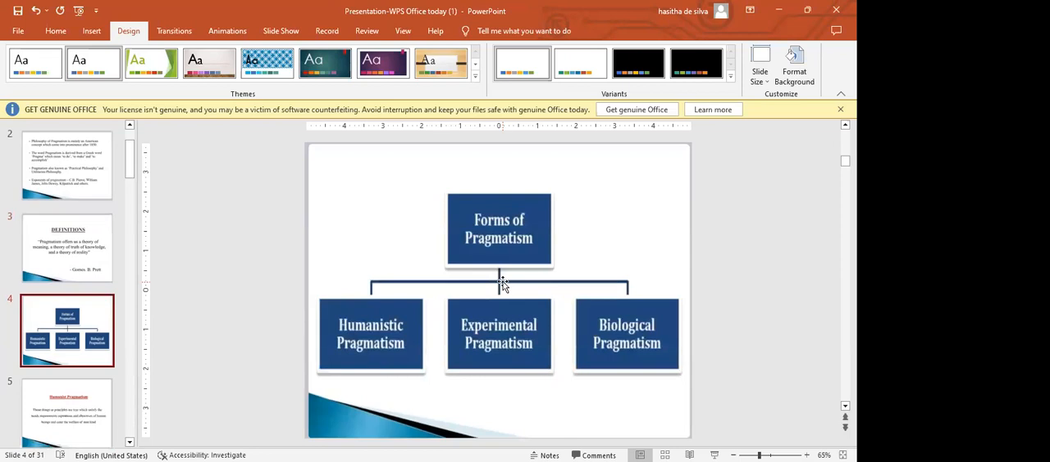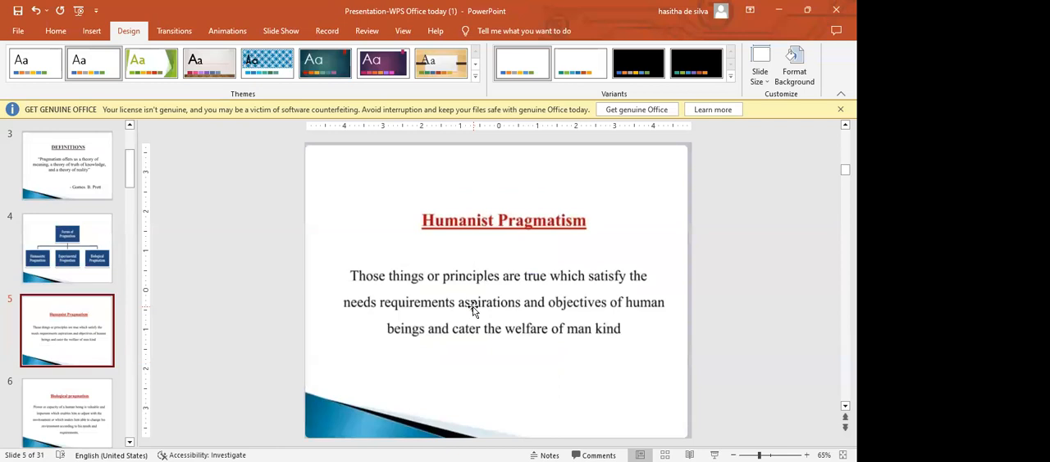There are three forms of pragmatism. How many forms are there in pragmatism concept? There are three. What are they? Humanistic pragmatism, experimental pragmatism, and biological pragmatism. Those are the three forms of pragmatism. We will briefly discuss what they are. Here's the description for the humanistic pragmatism.